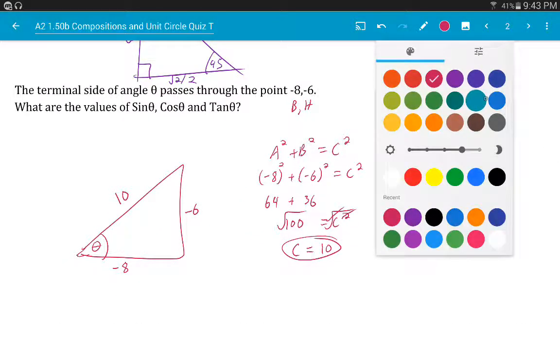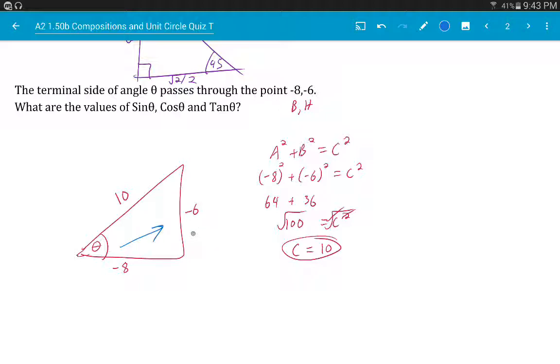Now I need to label the sides, of course. This is the opposite side. This is the hypotenuse. And this is the adjacent because it's next to theta. See? Right next to it.